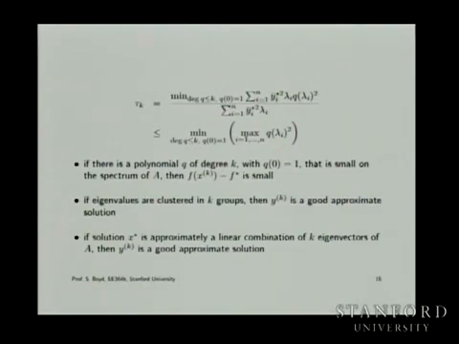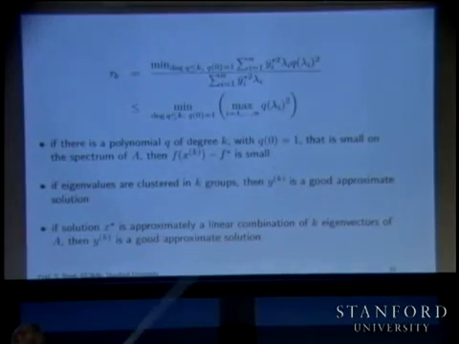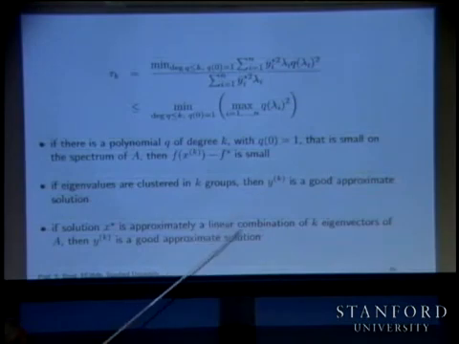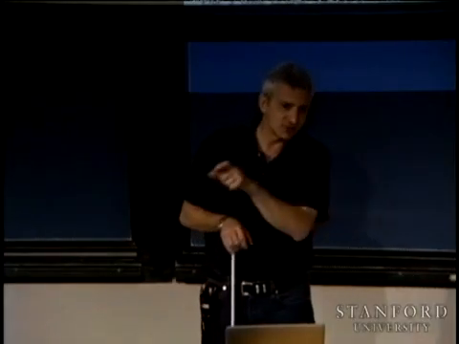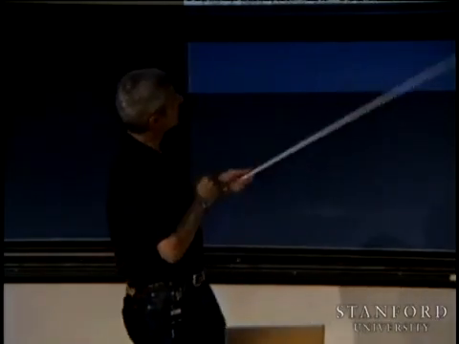So here are the conclusions. If you can find a polynomial of degree k that starts at 1 and is small on the spectrum of A, then no matter what the right-hand side B is, your f of xk minus f star is going to be small. In particular, this says that if the eigenvalues are clustered into groups, let's say k groups, then yk is going to be a really good approximate solution. If I have k clusters of eigenvalues, I can take a kth order polynomial and put it right through, say, the center of those clusters or near the center, and then that polynomial will be really small on each of those clusters, and we'll get a very good fit here.